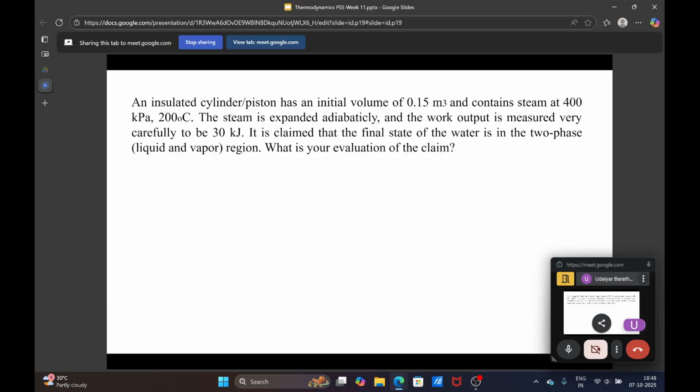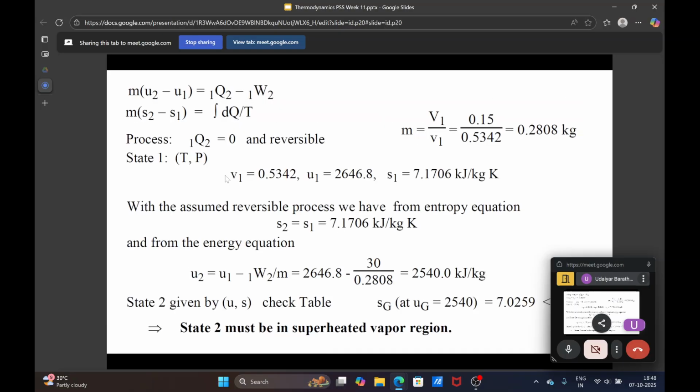So what is said is, you have an insulated cylinder piston. The initial volume is 0.15 meter cube and it contains steam at 400 kilopascal and 200 degrees Celsius. That is the initial condition. We know pressure, temperature and volume at the start, and the steam is expanded adiabatically. Because it is insulated there is no Q, no heat transfer, and the measured work is 30 kilojoules. We need to find out whether state 2 is a two-phase state.